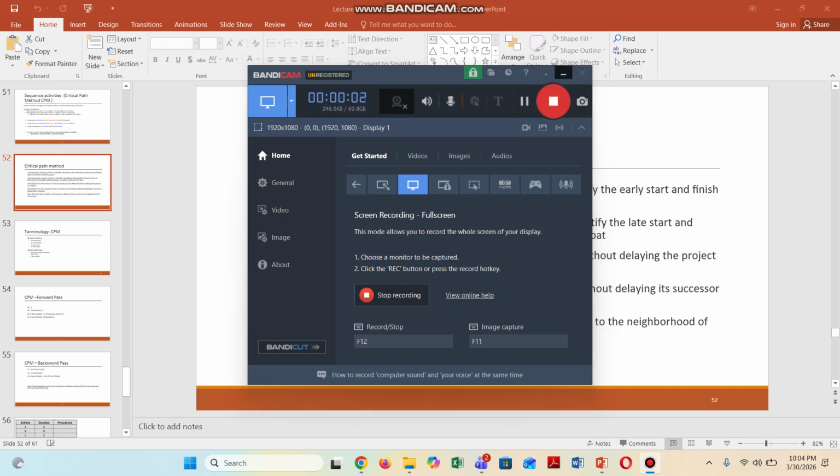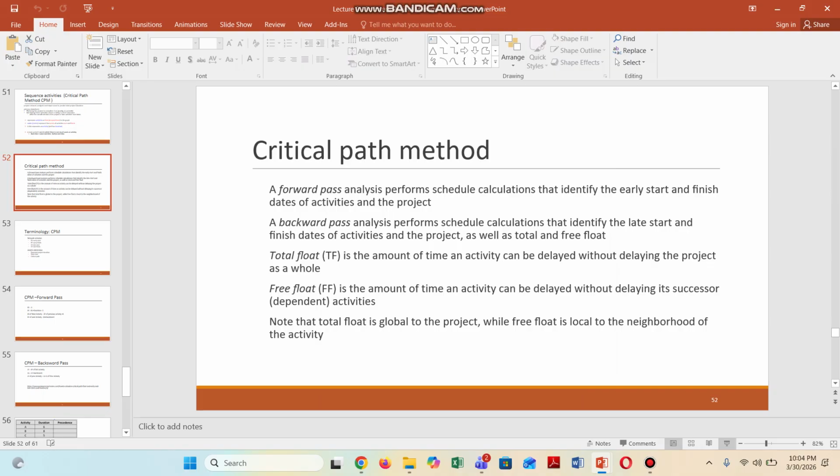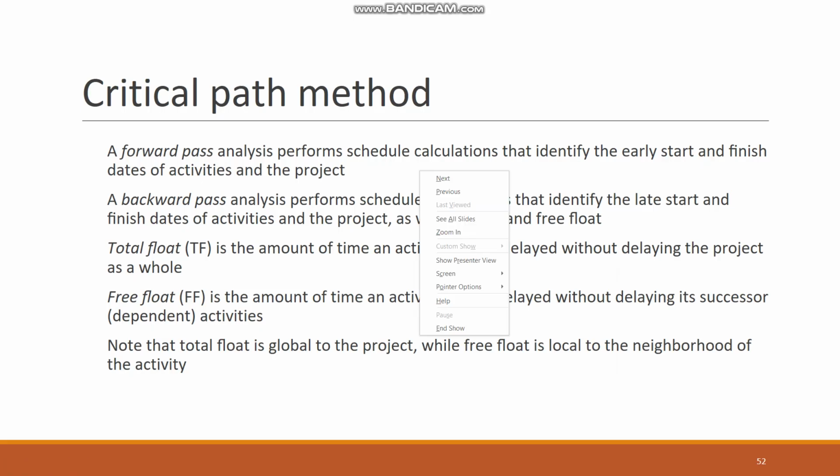So we were discussing the critical path method. If you remember, we discussed that this is a technique which tells you which activities are important and which activities can be delayed without delaying the project timeline. So we have a total float.